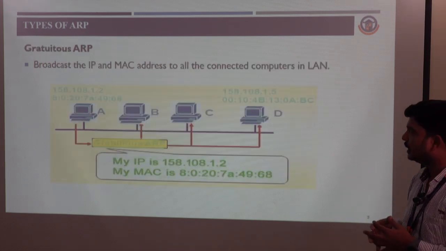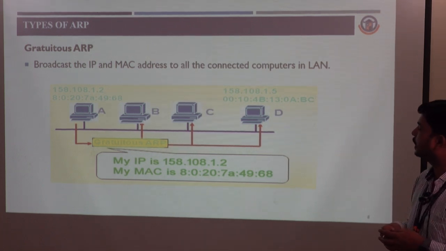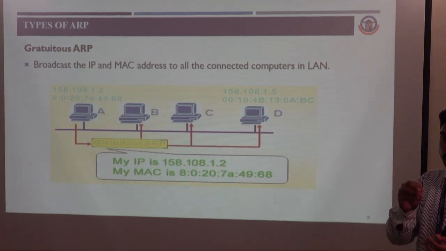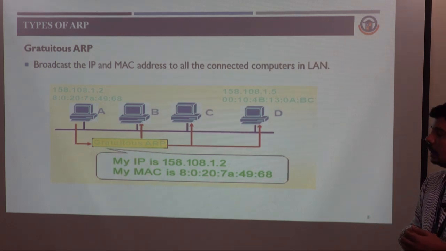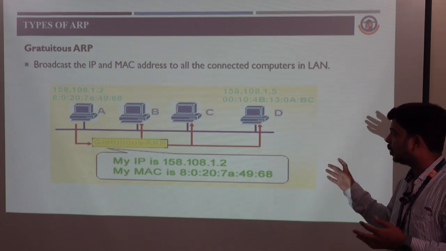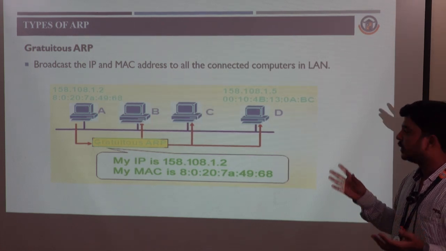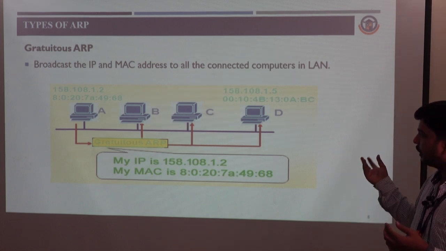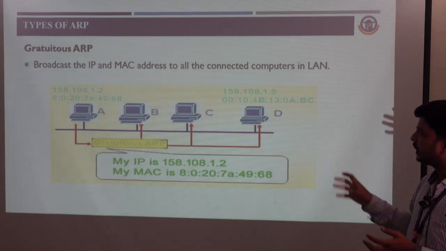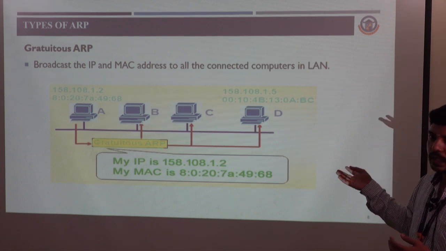So the next one is gratuitous ARP. Gratuitous ARP is used to broadcast the IP and MAC address to all the connected computers in a LAN. In ARP and proxy ARP, we send the request to particular connected computers. In gratuitous ARP, it automatically broadcasts to all the connected computers in a local area network. For example, if computer A wants to communicate with D and we don't have the MAC address of computer D, then instead of generating a MAC request, gratuitous ARP sends a broadcast to all the computers, asking about the IP address and MAC address.